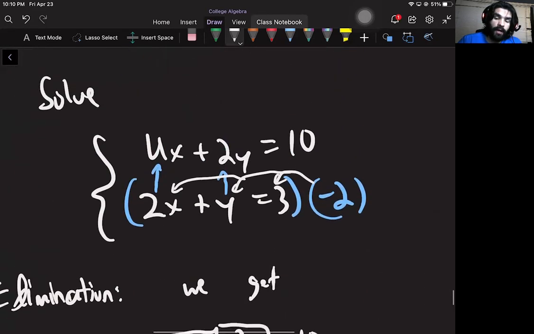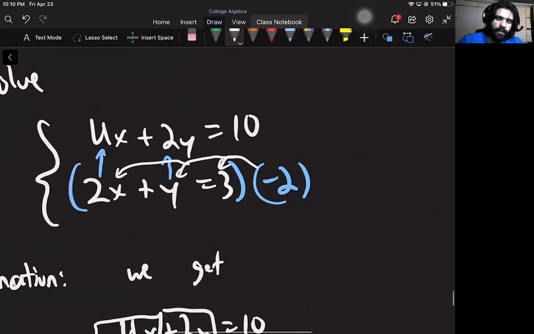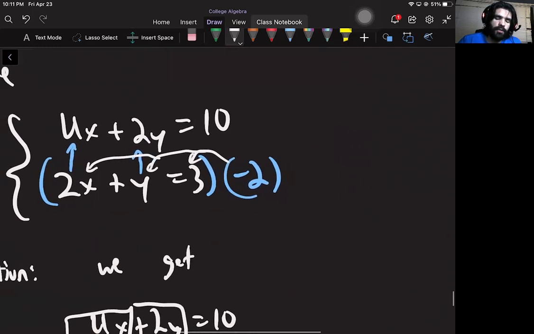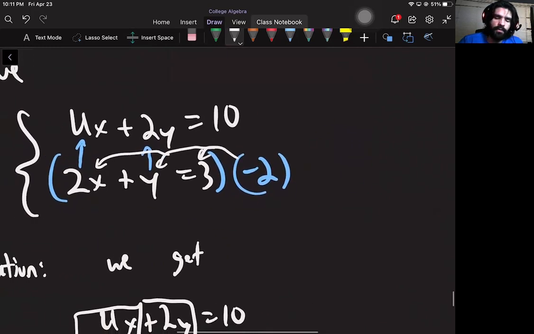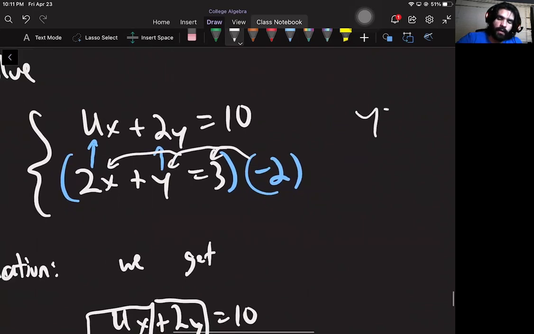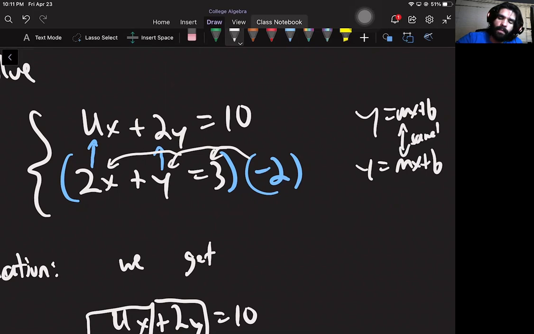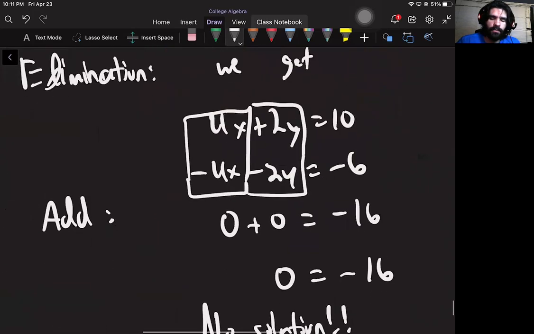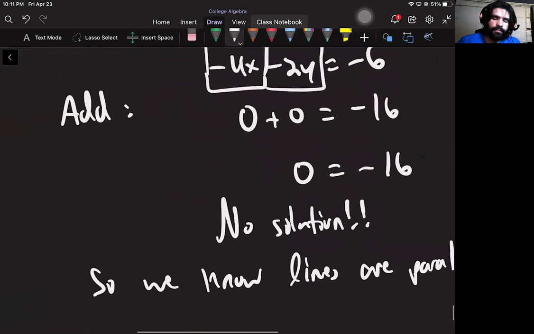And if you actually graph these, which we know how to do, you would be able to see that they're parallel. Or you could just check their slopes, and you would also get that they're parallel by writing them as y equals mx plus b form. Then you would check and you would see that their m's are the same. Okay, so that's what can happen there.